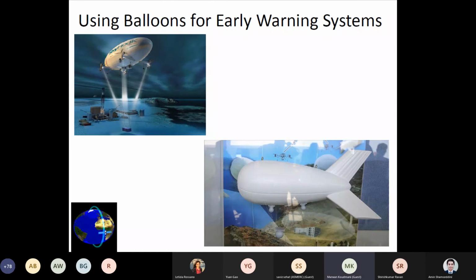Also using balloons for early warning system. When we fix any balloon with cameras working in infrared and thermal infrared, we can get an early warning system over any city.